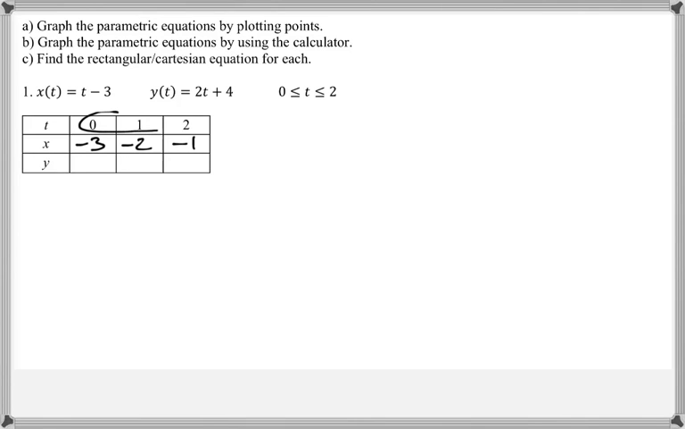Okay, so now I want to plug in these same values, 0, 1, and 2, into the y equation. If you plug 0 in here, that's going to give you 4. If you plug in 1 here, that's going to give you 6. And if you plug in 2, that's going to get you 8. So I've plugged in these values for t into both equations, and now I have both x and y values. So now I'm just going to look at the x and y values and plot those. So I'm going to make a grid.